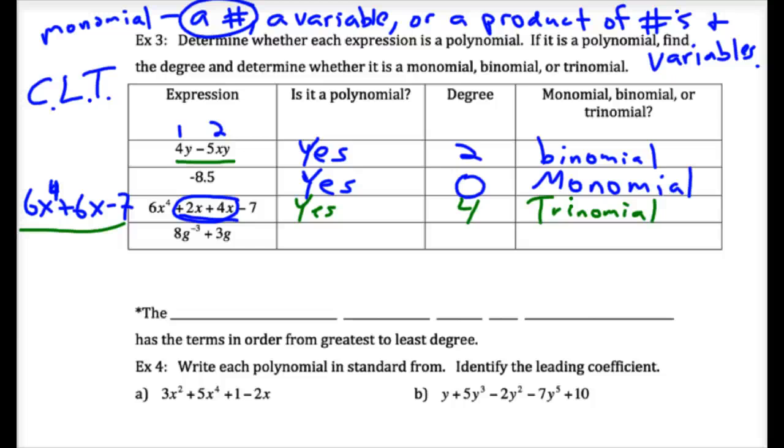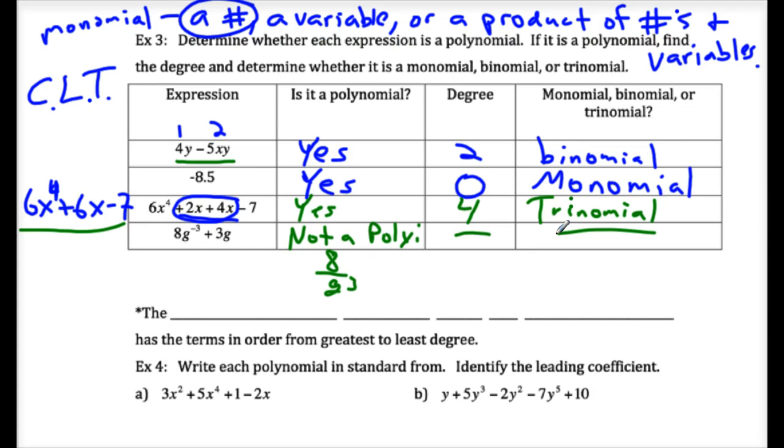All right, and then here's one, guys. What do you guys see wrong with that fourth one down? Negative exponent. That makes it not a polynomial because it becomes 8 over g cubed, which we said a monomial. You can't have a variable in the denominator. Does anybody know why? Because if g's 0, all of a sudden this thing becomes undefined. You can't have that. And then no degree, no name.